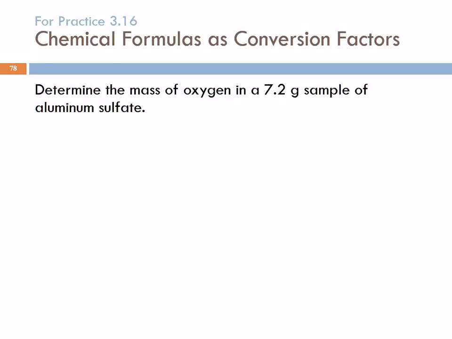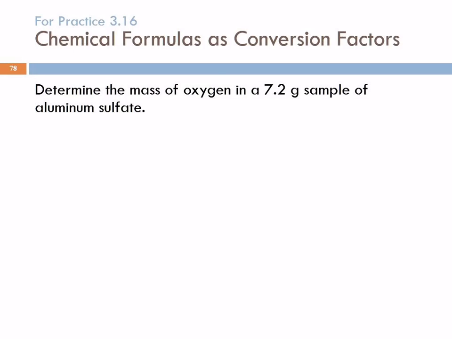Determine the mass of oxygen in a 7.2 gram sample of aluminum sulfate. And here we're using chemical formulas as conversion factors. You notice they didn't give us the percent composition. If they give you percent, go ahead and use it. It's faster. But what if you don't have that? You could calculate it from the formula, but that's going to take just as much time as using the formula as a conversion factor. So we'll just go ahead and use it.